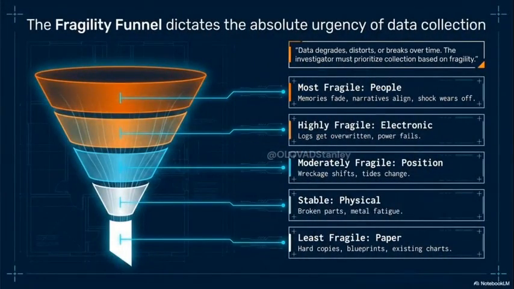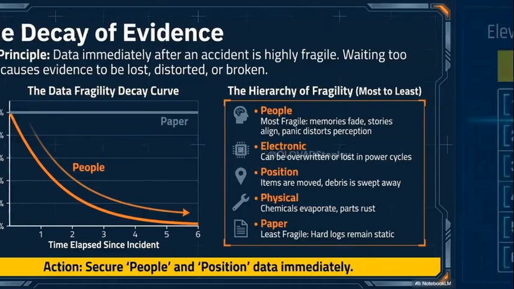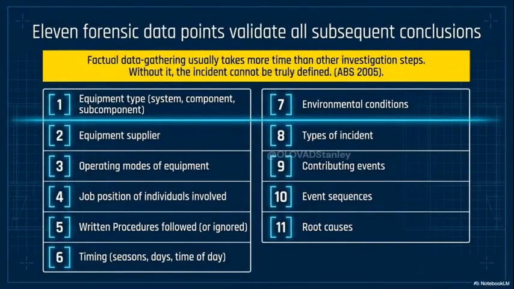The fragility funnel highlights the urgency of collection. People's memories are the most fragile, while paper records are the most stable. Always prioritize gathering data based on its fragility. Evidence decays over time. The longer you wait, the more likely data is to be lost or distorted. Immediate action to secure people and position data is vital to maintaining data integrity. Effective evidence management requires diligence.